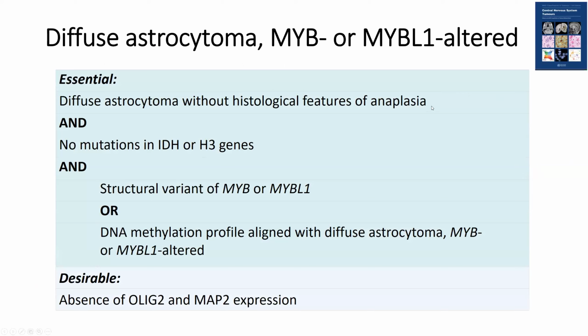There really should be no histologic features of anaplasia, although I will say that we have seen very rare cases that had very high grade appearing histologic features, and these were occurring in a very young child, less than 2 years of age. And it did have a MYB fusion and classified with these tumors on DNA methylation. So I think it is still a little unclear if these can ever have anaplastic features, but the vast majority of them appear very low grade. And it's very helpful to look for the absence of OLIG2 expression. And we do not use MAP2 here, but there's also absence of MAP2 expression.